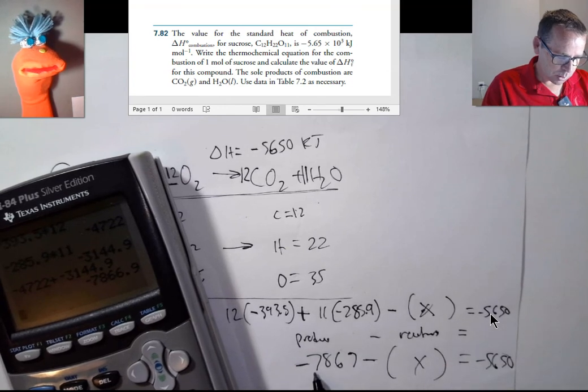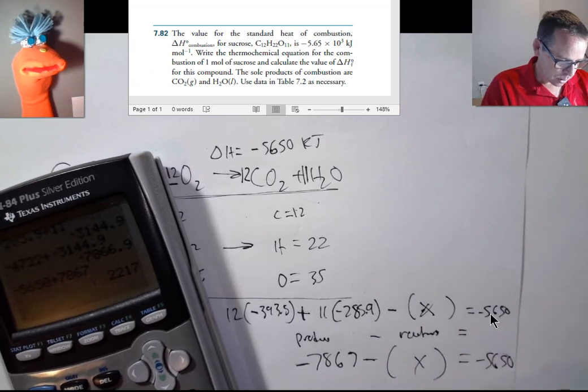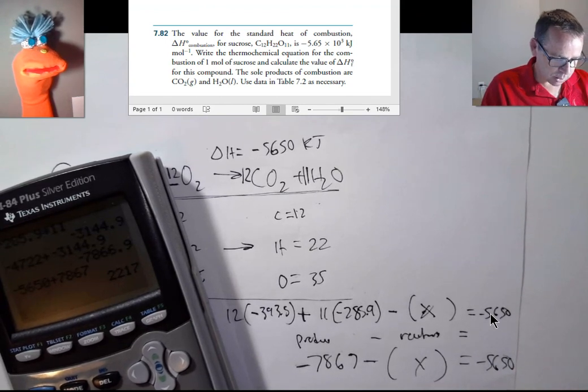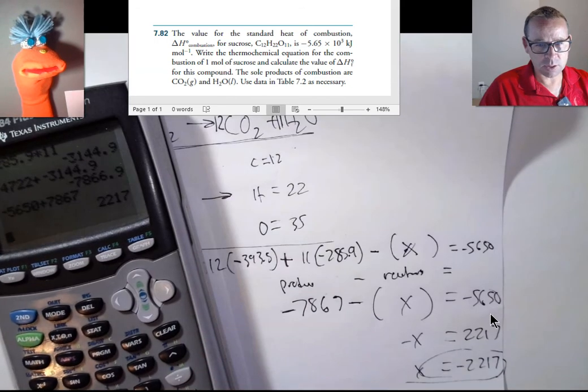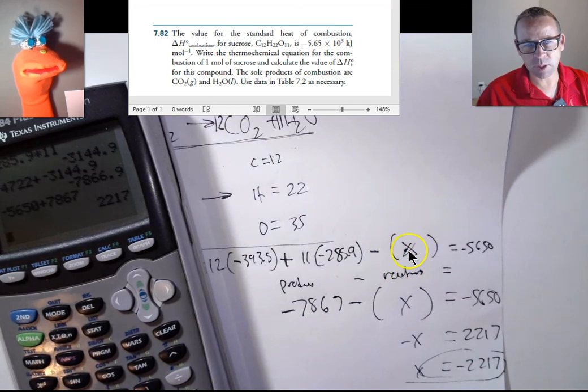So I'm going to add 7867 to both sides. That equals 2,217, but that's the negative x. So x is going to equal negative 2,217. So this is the delta H of formation, because the delta H of formation for the reactants would go in here. So that's how we get that.